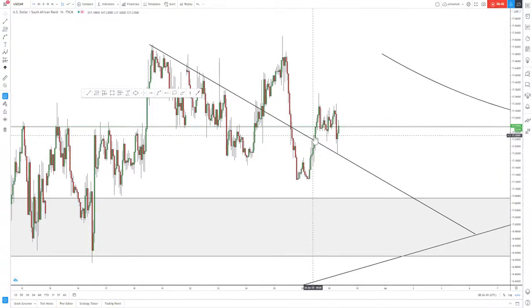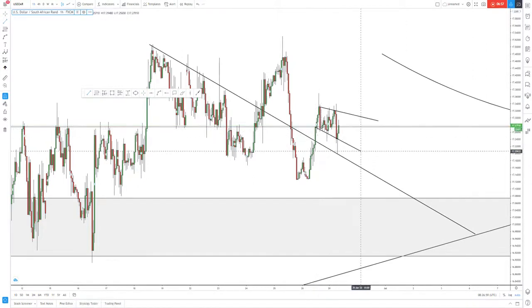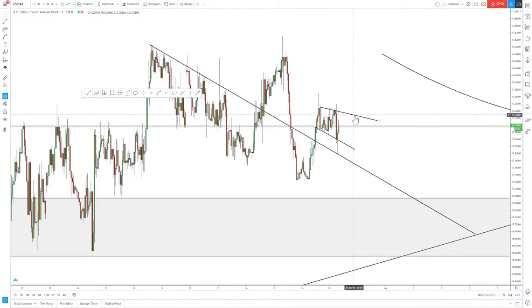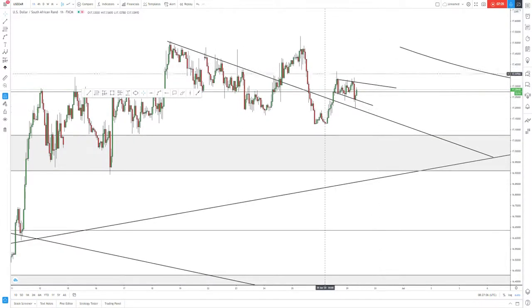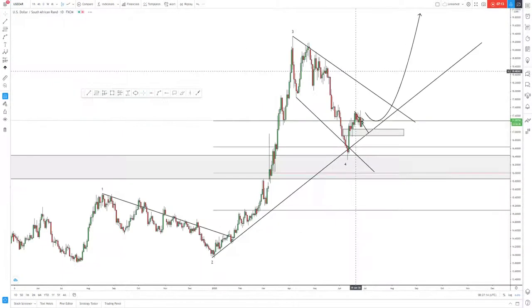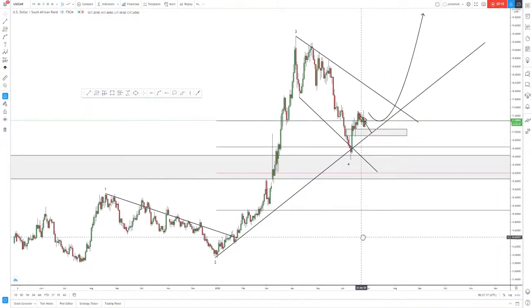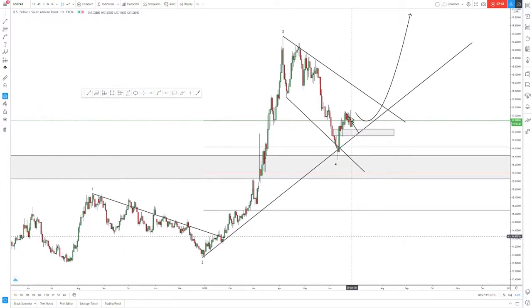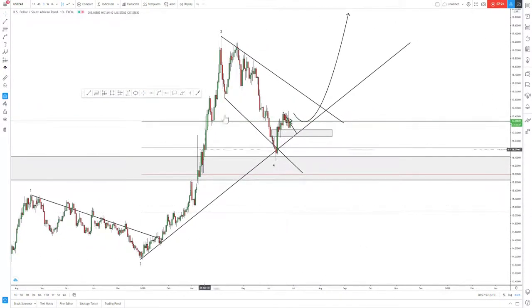And if we do look at this properly, we can see this is some sort of a flag right here. Yes, so this is some sort of a flag with an expected breakout and retest of the structure, then we project higher. Now, with all of this being said and known, I would be looking to go long on USDZAR if all of my trading criteria is met, like all my rules are met. I would look to go long on USDZAR.